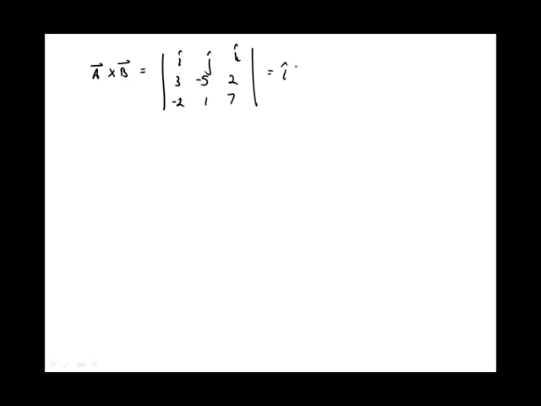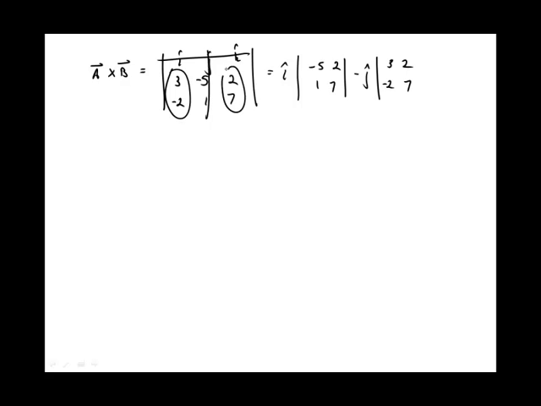And so this is going to be I. Cross out the column and the row that I is in. And I get minus 5, 2, 1, 7. Minus J hat, because it's the second term. Cross out the column and the row, and I'm left with 3, 2, minus 2, 7, right? This has not been crossed out, this has not been crossed out. Plus K hat, the column and the row, 3, minus 5, minus 2, 1. And you could use the formula that I gave you earlier, but I like using the determinant method better. Heck, I can get my calculator to do it just as well.